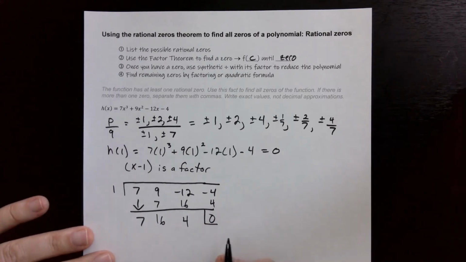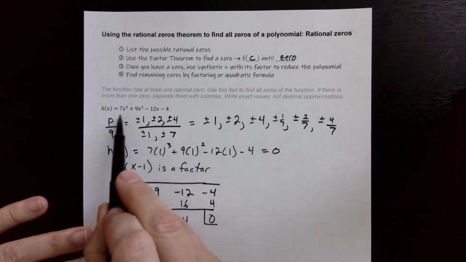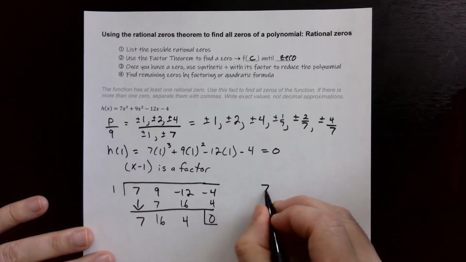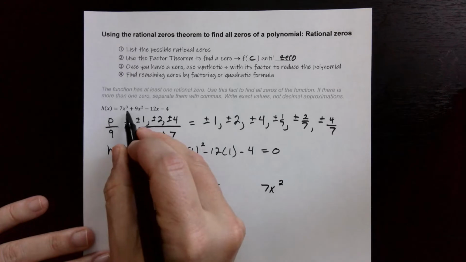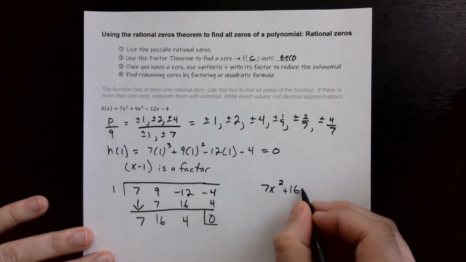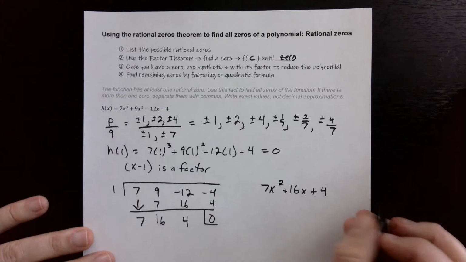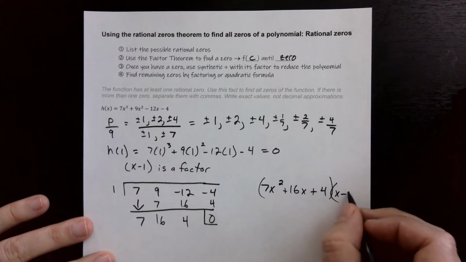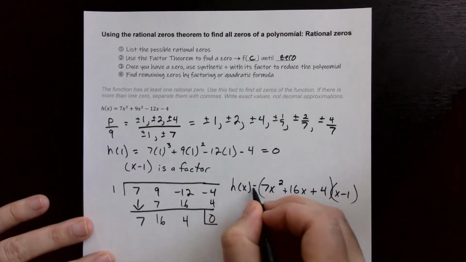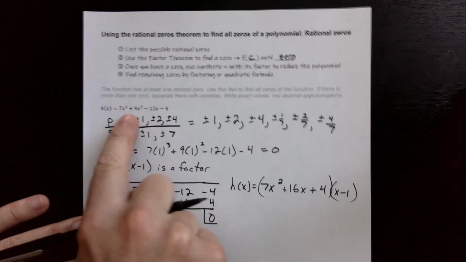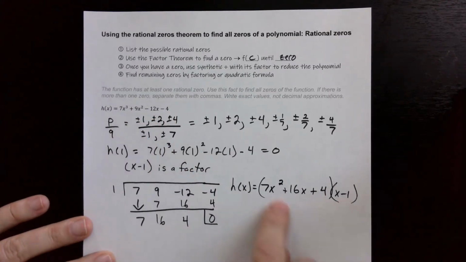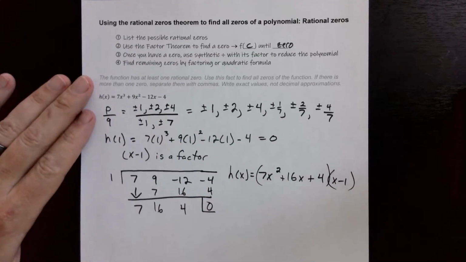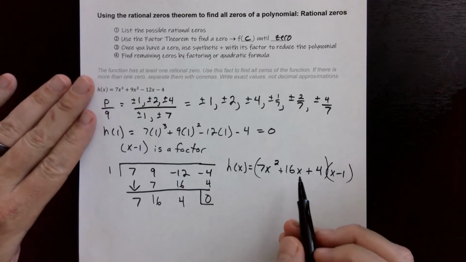So what this means is if we divide this function by x minus 1, what we get as an answer is 7x squared, one degree down from what it was, plus 16x plus 4. So that, along with x minus 1, is h of x. This is the same thing as the original, just partially factored now. If I were to multiply all this back out, I would be back to where we started. Now let's see if we can factor this to get the rest of the zeros.